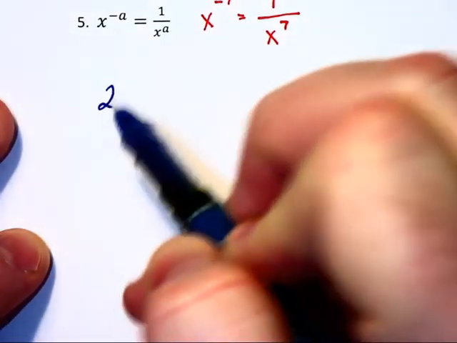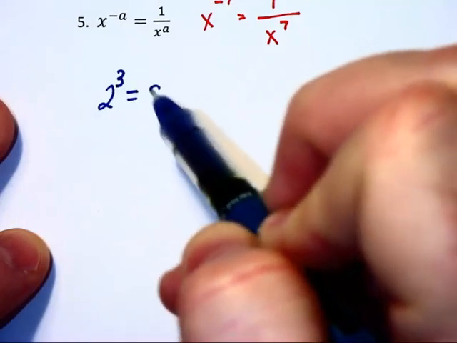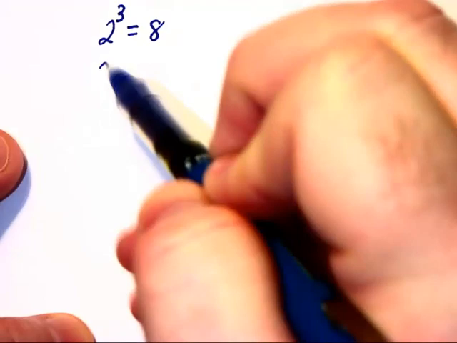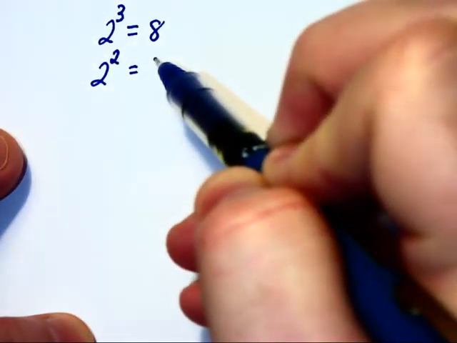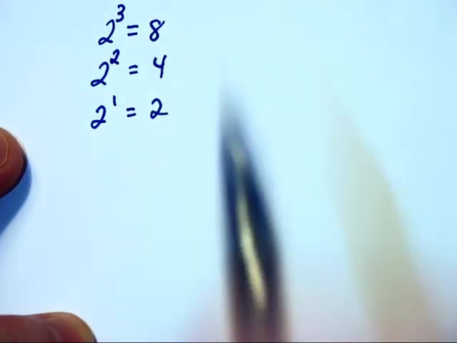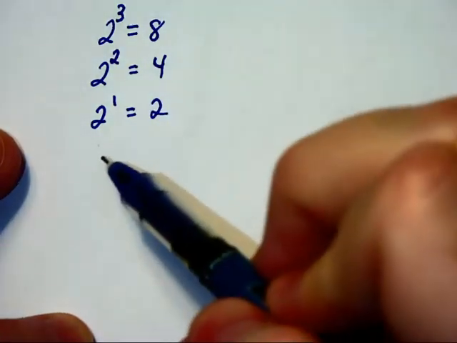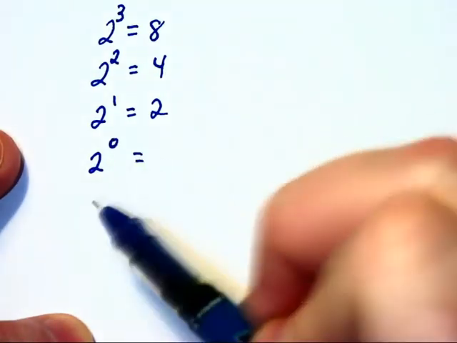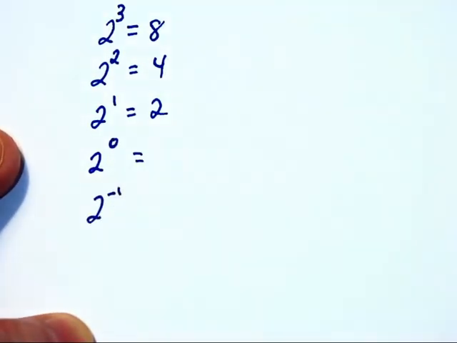Let's say we have 2 to the third power. That is equal to 8. 2 times 2 times 2. 2 to the second power is equal to 4, and 2 to the first power is equal to 2. That's all well understood. Now, 2 to the 0 power and 2 to the negative first power is what I'd like to take a look at.